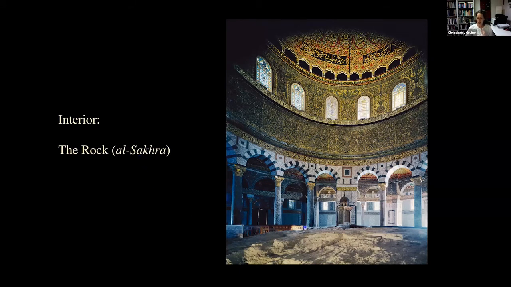And right here, you see a tiny little building, a micro building. It's like a little window with a little dome. And that is like a reliquary case for the footprint itself. It was built in Ottoman times to protect what is believed to be a footprint of the Prophet on the rock.